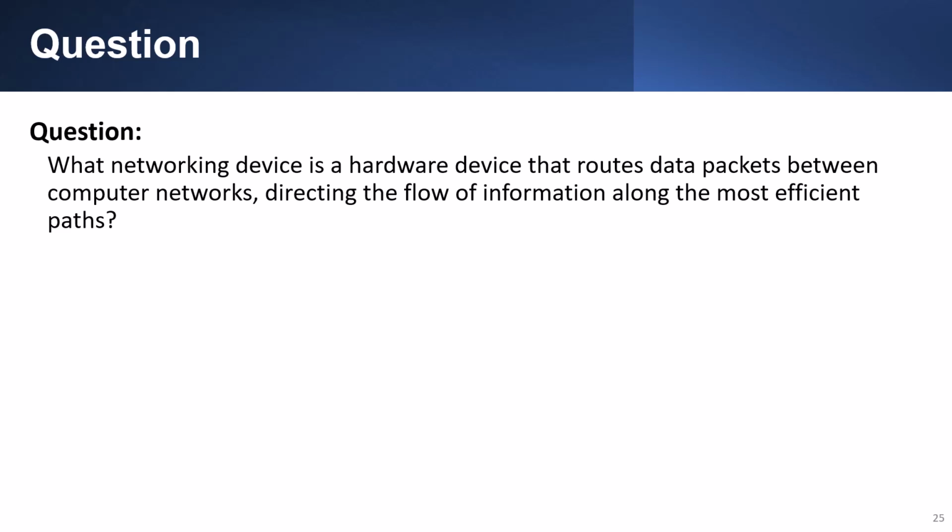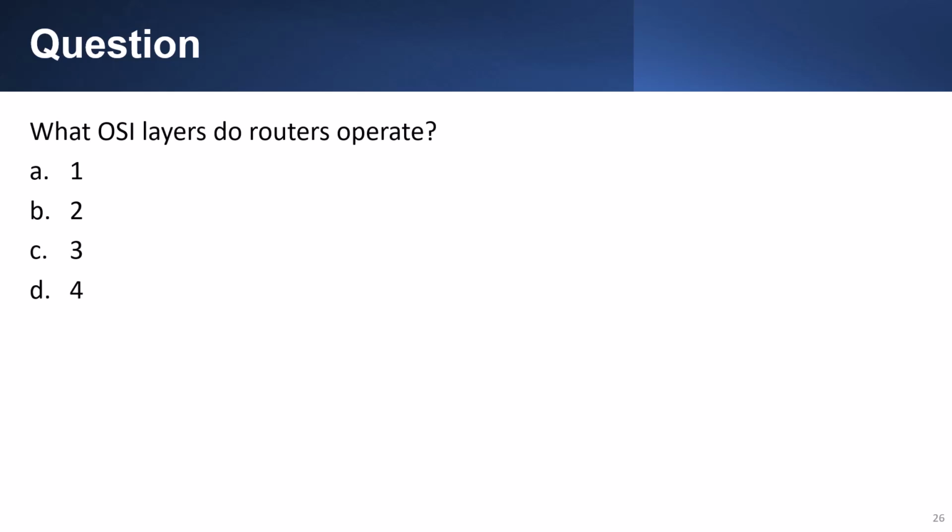Question: What networking device is a hardware device that routes data packets between computer networks, directing the flow of information along the most efficient paths? Answer: Routers. Question: What OSI layers do routers operate? Answer: 3.